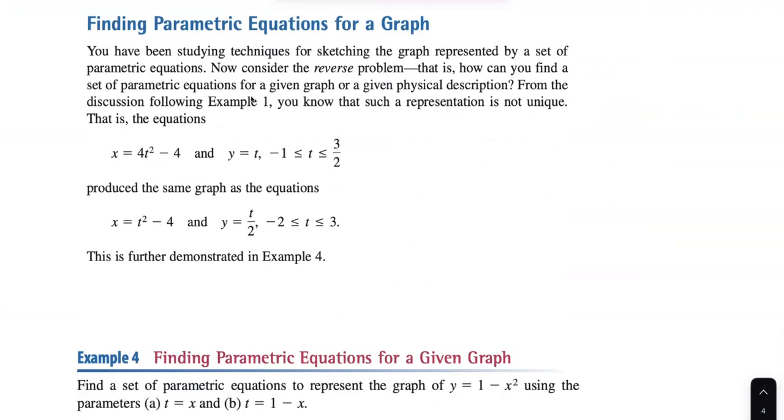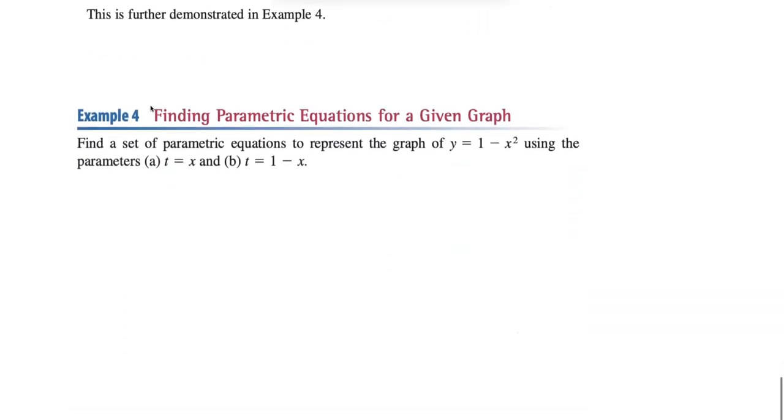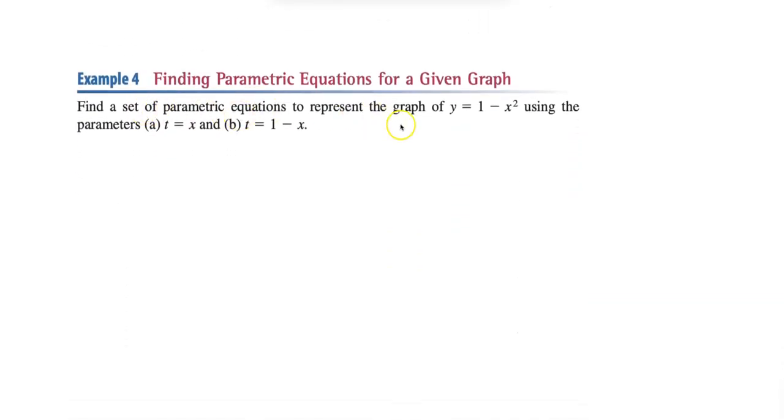So next, find a parametric equation for a graph. So on this one, what if I have a normal graph? I want to make it a parametric equation. That's what we're doing here. So for this one, find a set of parametric equations to represent the graph of y equals 1 minus x squared using the parameters t equals x and t equals 1 minus x. So we're going to do 2 of these, basically.